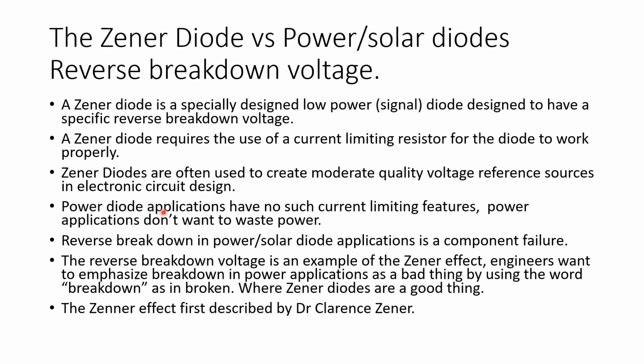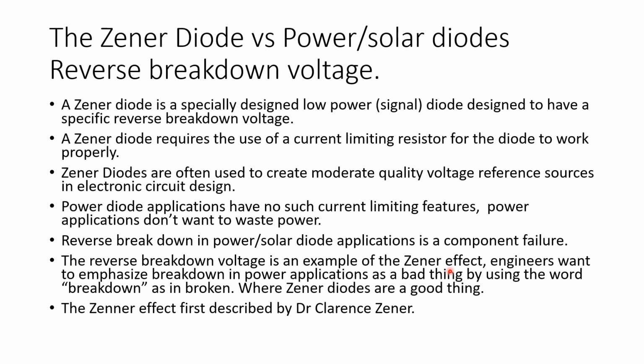Power diode applications have no such current limiting features. Power applications don't want to waste the power. Reverse breakdown in power/solar diodes. Solar cells are a power diode. There's no two ways about that. The currents are fairly large, even though the voltages are fairly small. All right. Reverse breakdown is a component failure in a power diode or solar diode.